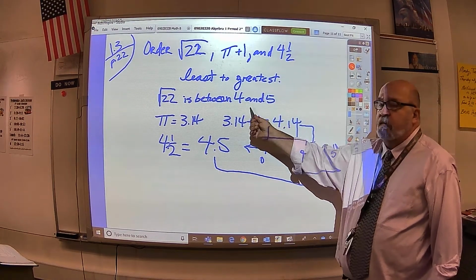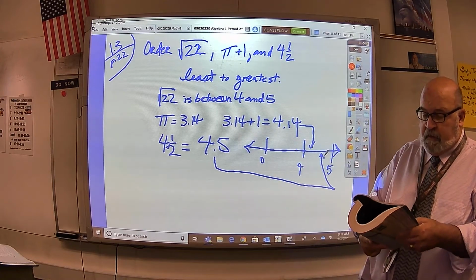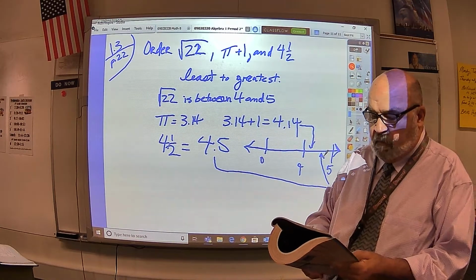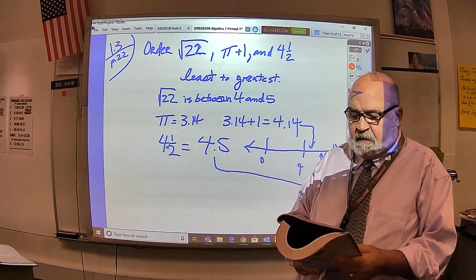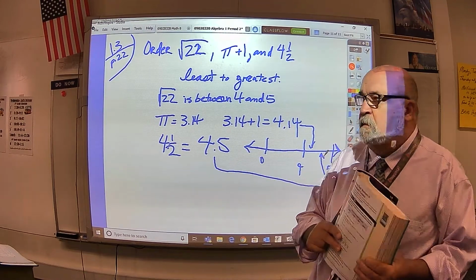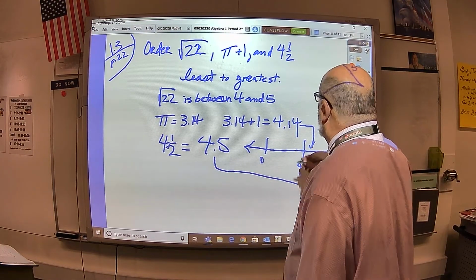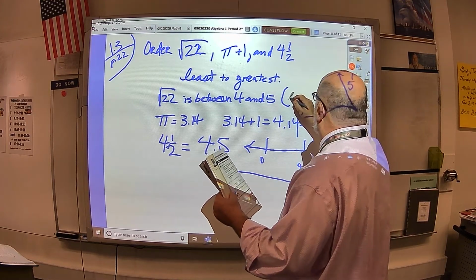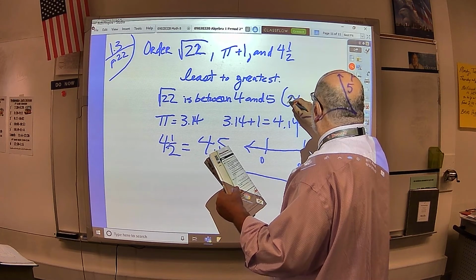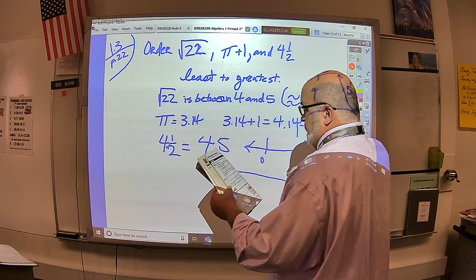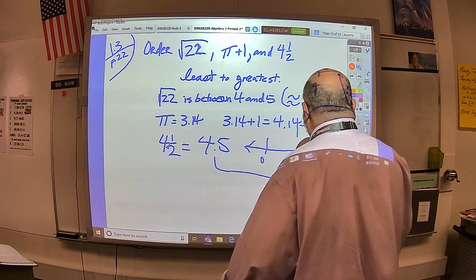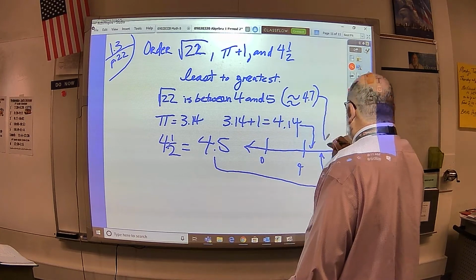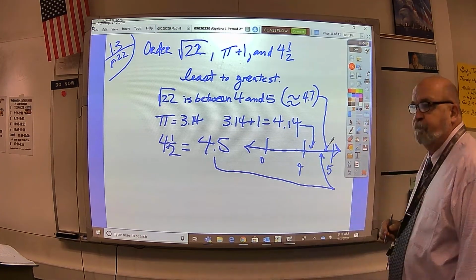The one we're not sure of is the square root of 22. So it's a good place for us to have a calculator. But I can tell you it's in the neighborhood of, and here's how we write approximately, 4.7. And you'll see that in the book, in your drawing. So, isn't it the greatest of the three?